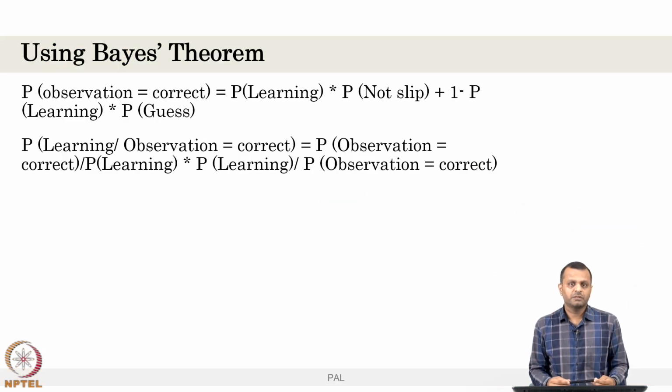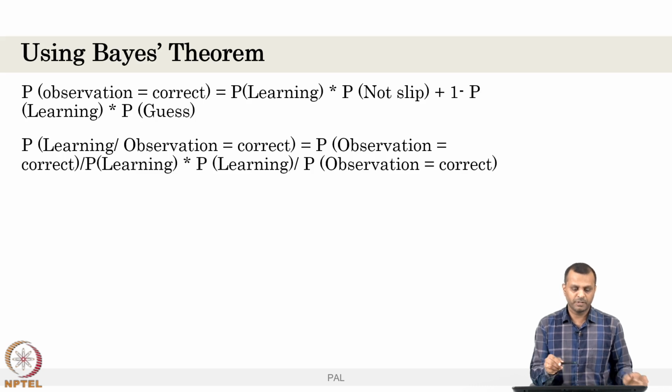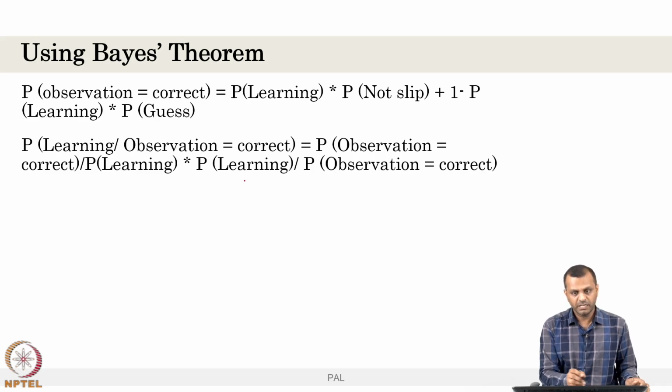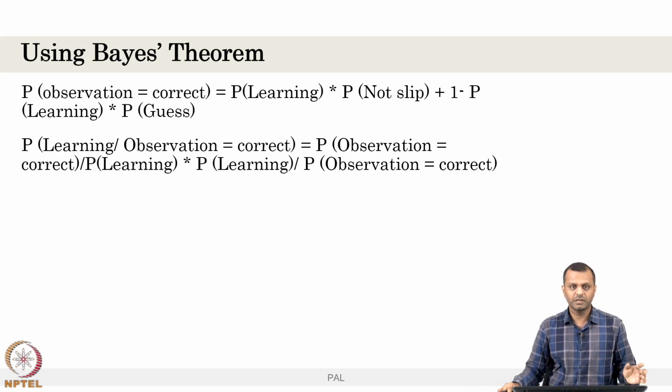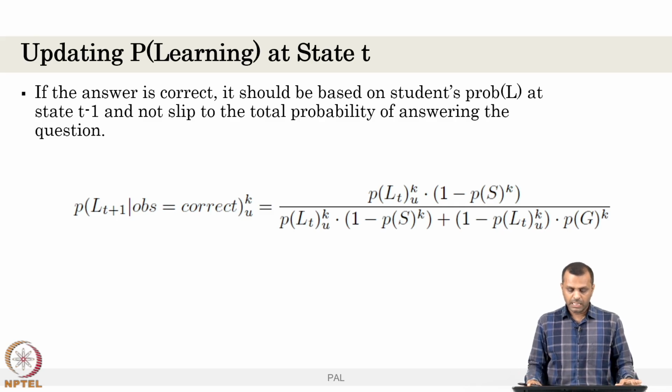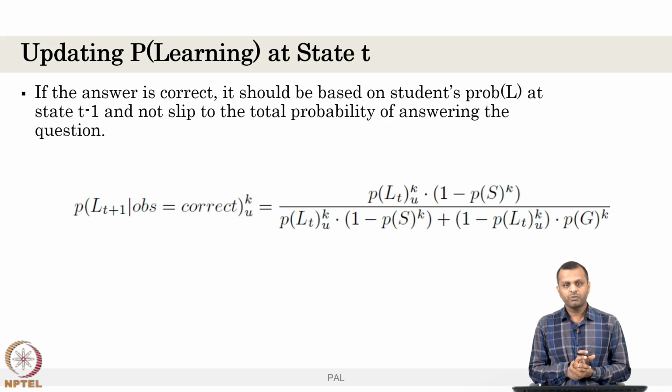So here the knowledge is basically P(learning) and not slip, or 1 minus P(learning) and P(guess). If it is correct, that is observation equal to correct given learning, and probability of learning given observation equal to correct. So we will use this formula to compute the student's learning given the observation. This is the formula for when the answer is correct. Let's look at how it is possible.